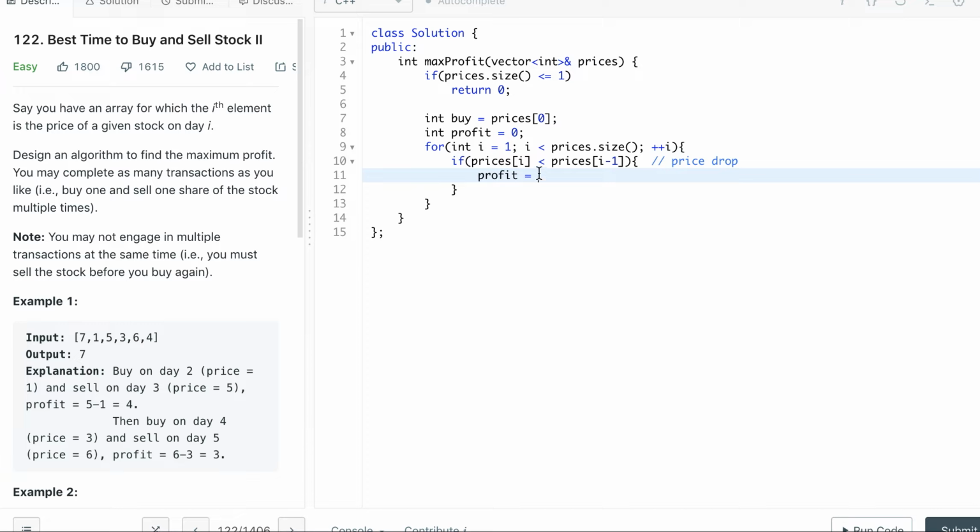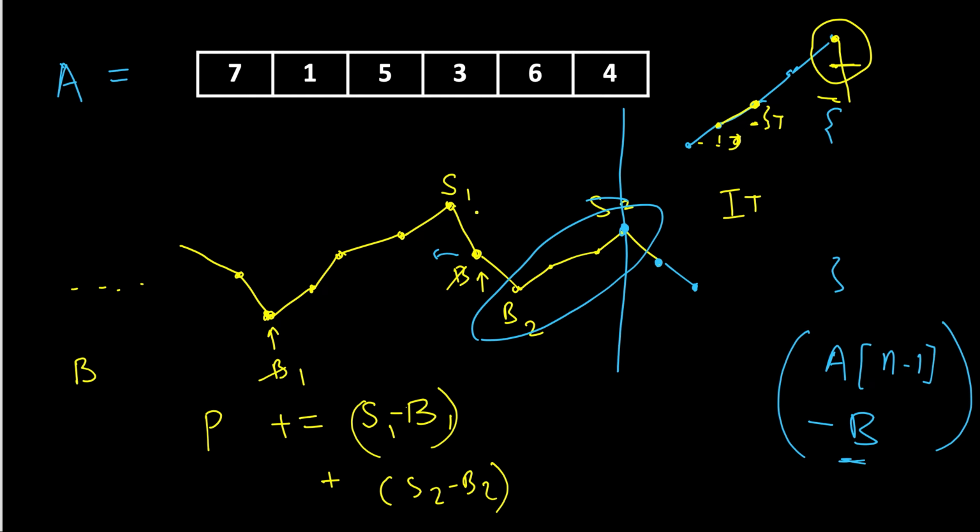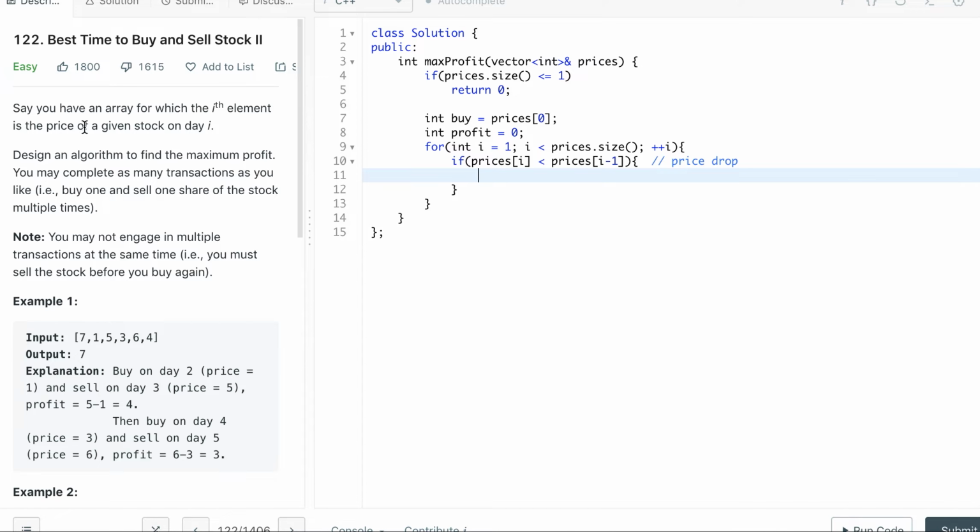do we need to update profit here? I think we can just update. Okay, so whenever there is a dip, we sell. So we make a transaction. So what we will do, we will subtract the previous price, not the current price, minus buy. So we need to write here profit plus equal to prices I minus 1 minus whatever was the buy price. And we do an additional step, that is we update the buy to the current price.